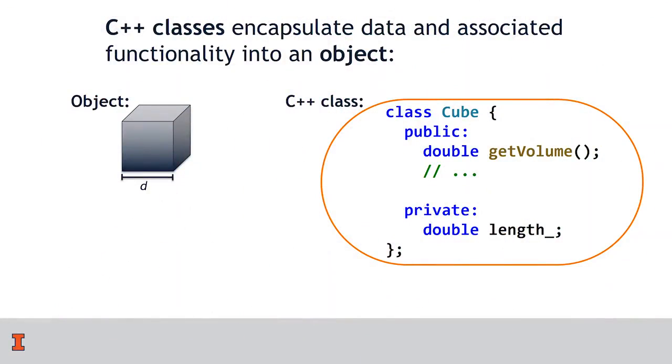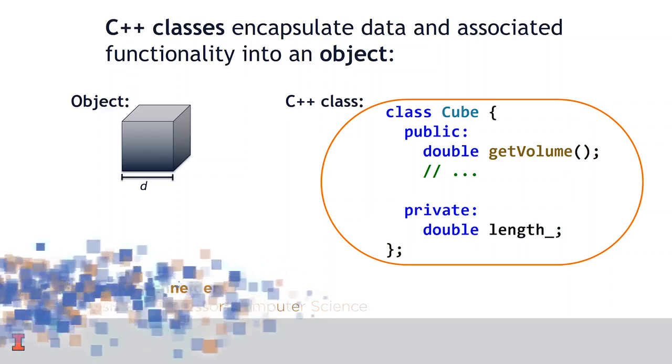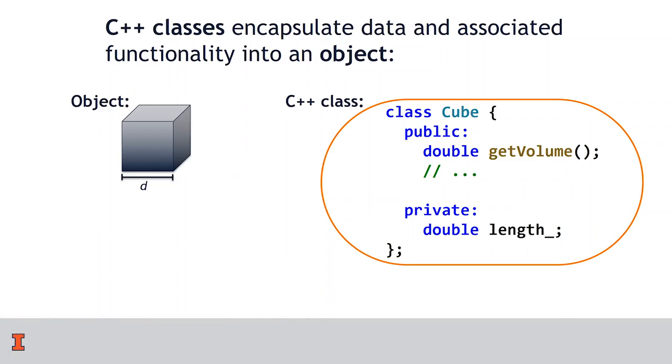Last video, we talked about how C++ allows us to create user-defined types. To do this, we use a C++ concept called a class that allows us to associate data and related functionality into a single object. The sample object we're going to use, our first user-defined class, is going to be a cube. Let's see how this works.